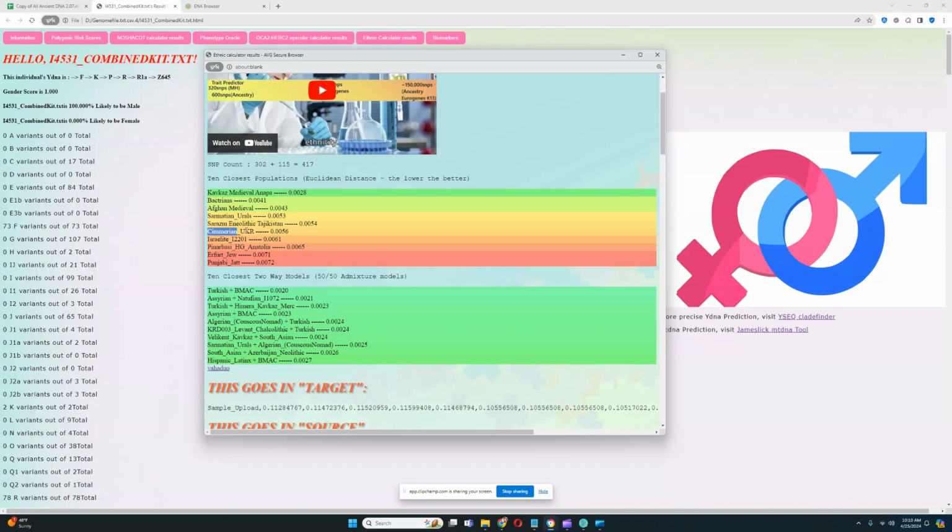Followed by that are Cimmerians from Ukraine. Followed by that is Israelite. Followed by that is Pinarbasi hunter-gatherer from Anatolia. Followed by that are Erfurt Jew and Punjabi Jat.